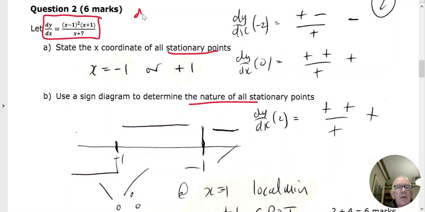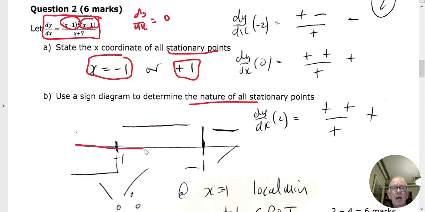So the only way that dy/dx can equal 0 is if this is equal to 0, which means x equals positive 1, or this is equal to 0, which means x equals negative 1. The denominator I can ignore because no solution of 0 is going to come from a denominator factor. Okay, so I have 2.